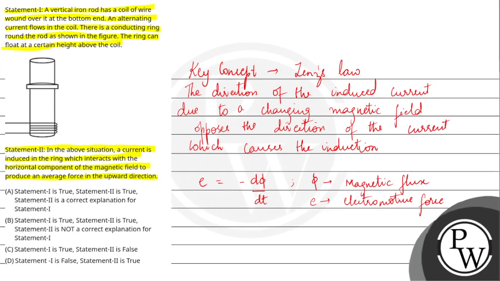So statement 1 says the ring can float at a certain height above the coil, which is true. In the above situation, a current is induced in the ring which interacts with the horizontal component of the magnetic field to produce an average force in the upward direction. Statement 2 भी correct है और statement 1 का correct explanation है. So the correct answer to this question is option A. Statement 1 is true, statement 2 is true. Statement 2 is a correct explanation for statement 1. So this is the correct option.